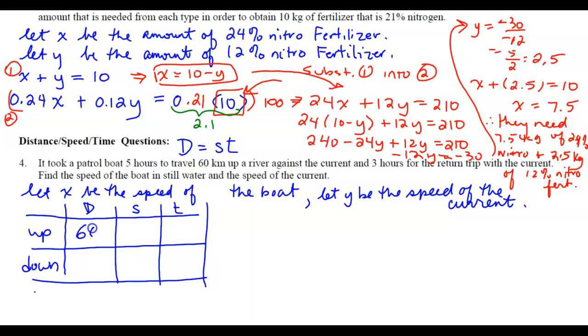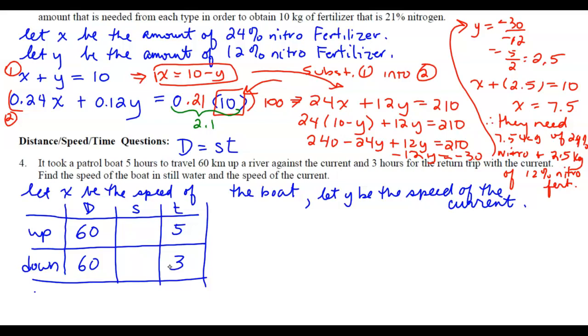Right? You go down and you come back up. The distance doesn't change, so those are both 60. Okay. 5 hours to go up the river. 3 hours to go down the river, because the current is helping.